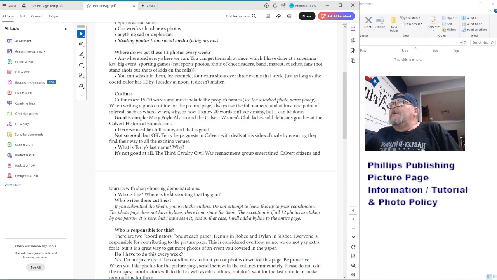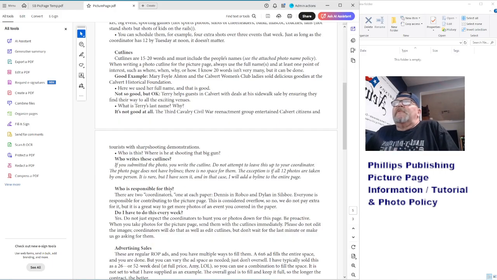So, let's go back to our slide over here. Names are very, very important. Alright. Who writes the cut lines? Whoever took the photo. If you're submitting a photo for photo cut line or photos, then they need to be clearly marked. Photo 1, cut line 1. Photo 2, cut line 2. So forth and so on.